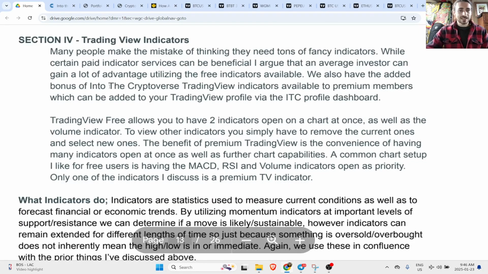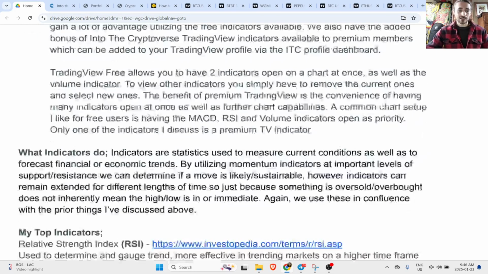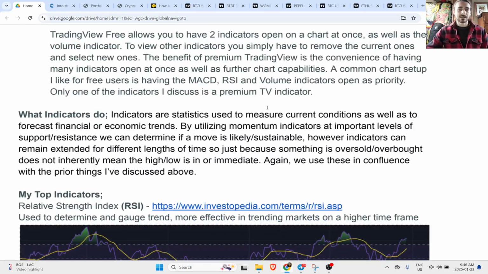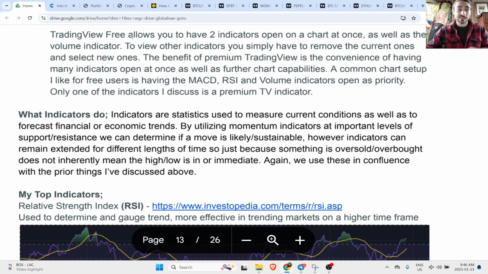If you do have an Into the Cryptoverse premium account, then there are custom TradingView indicators available to you as well. You'll probably see me referencing those over the next months, years, as time goes on. I'll continue to use those in conjunction with my other analysis.